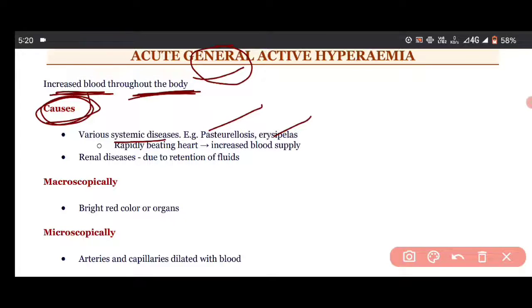In such diseases, there is a rapidly beating heart, leading to increased blood supply to the organ or the whole body, leading to the accumulation or increased volume of blood in the system of the whole body. That is called acute general active hyperemia, and it may also be because of damage to the kidney, renal diseases, that will lead to the retention of fluids.